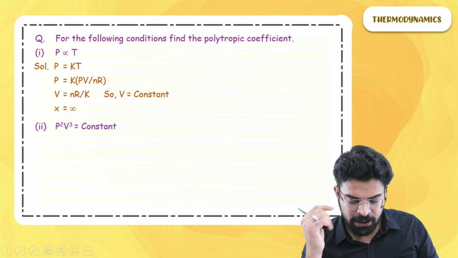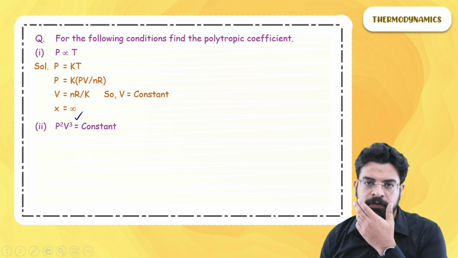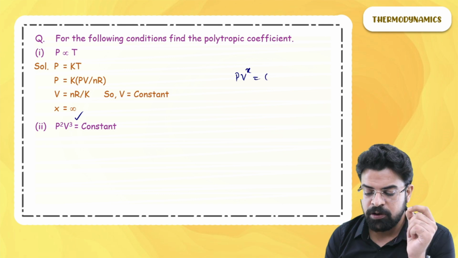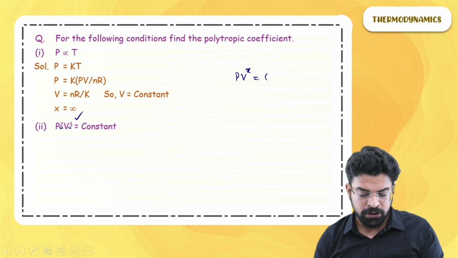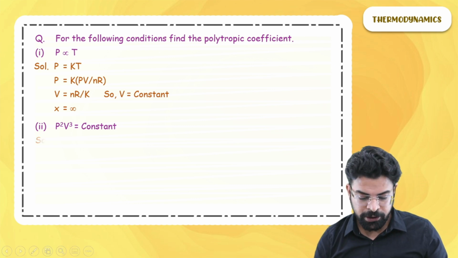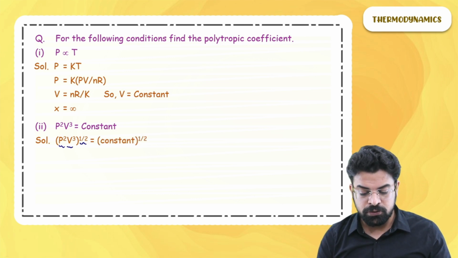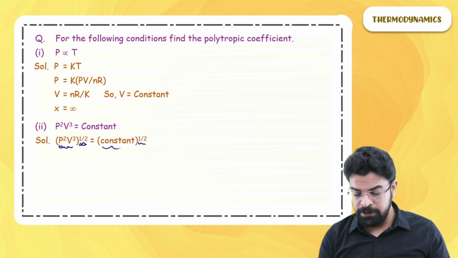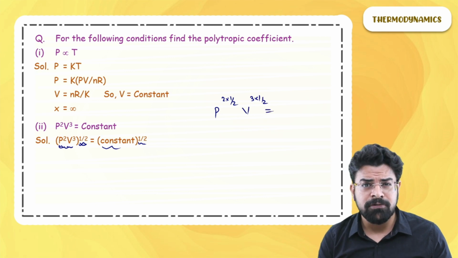The next example. If they give you P square V cube equals constant, then tell me what is the polytropic coefficient. To find the polytropic coefficient, we need to have the equation in the format PV raised to the power x equals constant. But here they have given me P square V cube equals constant. So what to do? Take square root on both sides. You will say P square V cube raised to the power 1 by 2 equals constant raised to the power 1 by 2. Now P square V cube raised to the power 1 by 2 will be P square into half multiplied by V cube into half, equals constant raised to half, which will be another constant.